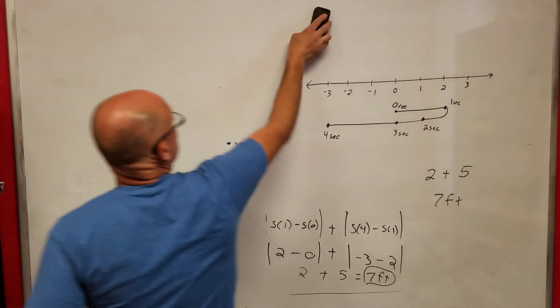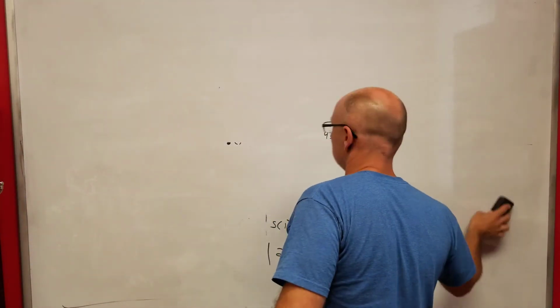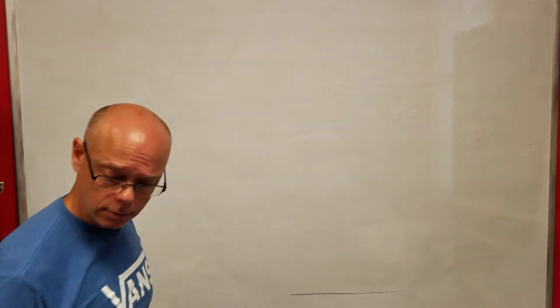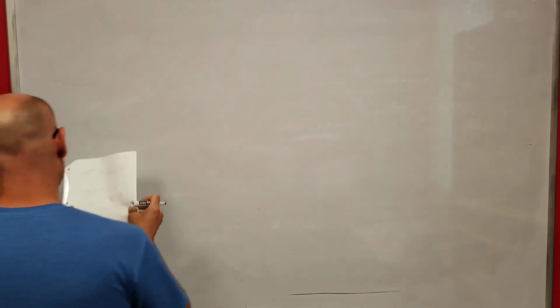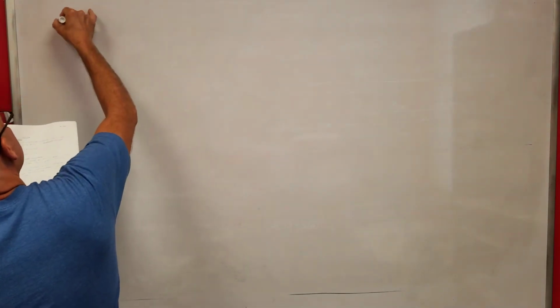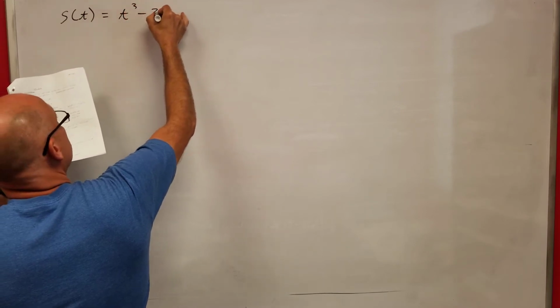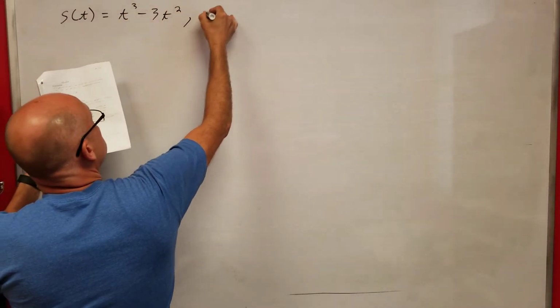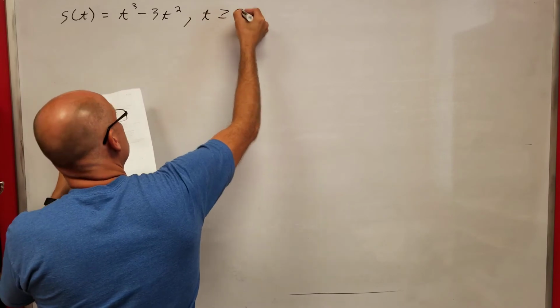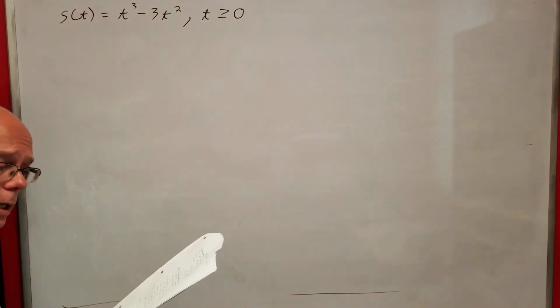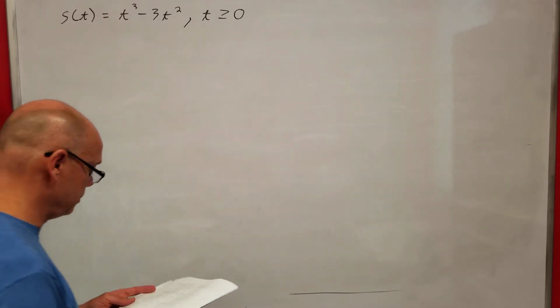Alright, so if you look in your notes, you have an example, and it asks you for a bunch of different things now. We start out with S of t equal to t cubed minus 3t squared, where t is greater than or equal to 0. The function S of t describes a particle in rectilinear motion where S is in feet and t is in seconds.